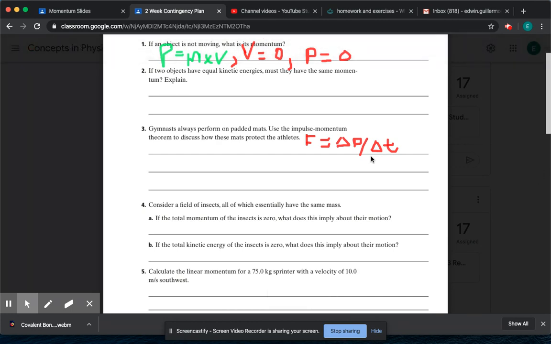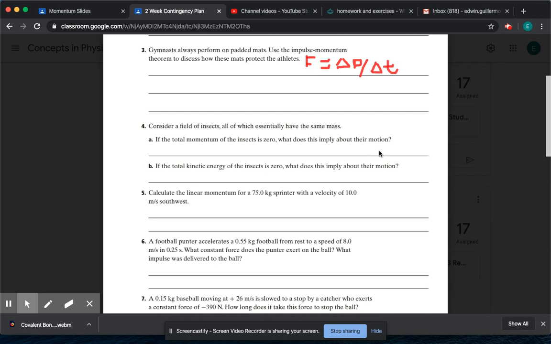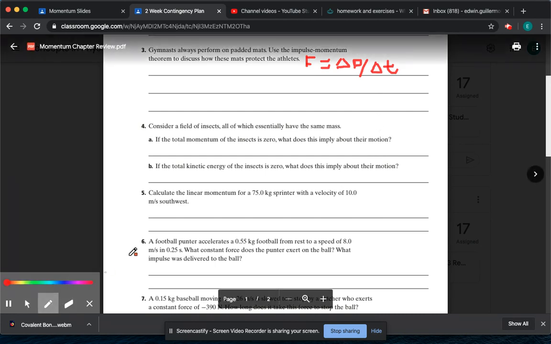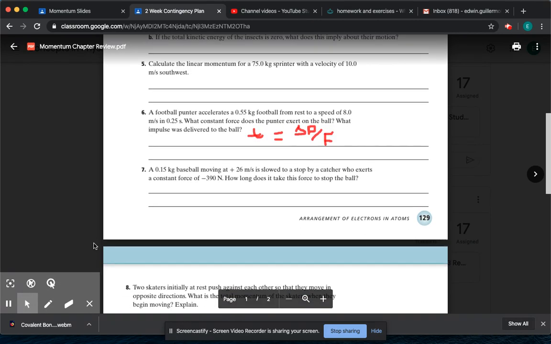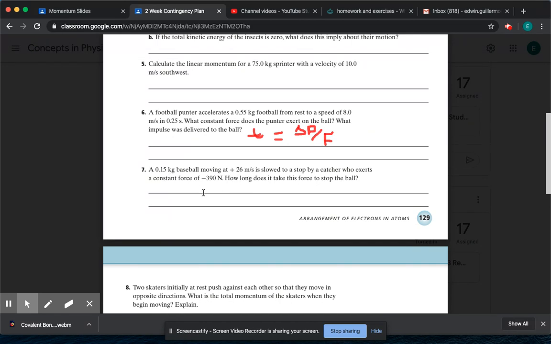So in this case, we're looking for T. To get T by itself, we need to do some rearranging. After you do said rearranging, you are going to get that T is equal to P divided by F. So what we need to figure out is the P. P is mass times velocity. The mass is 0.15, the velocity is 26.